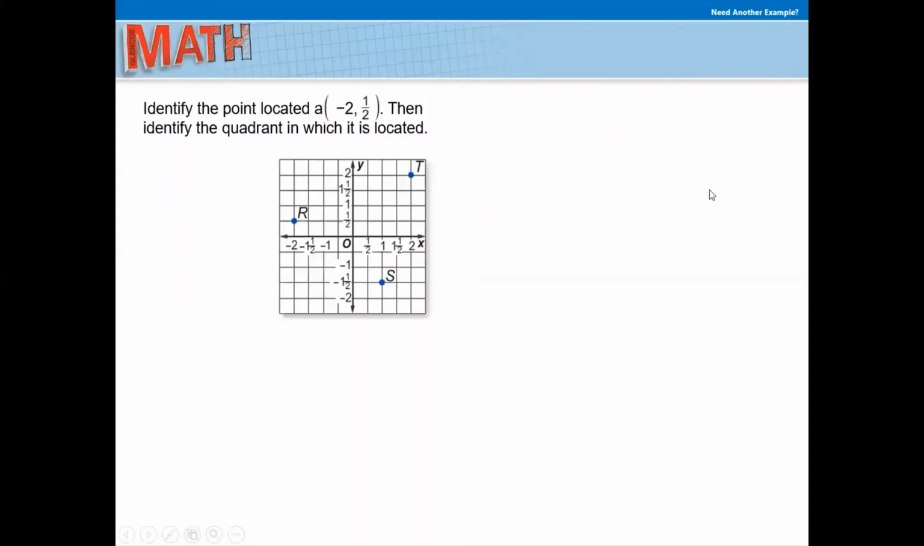Here's another example. Identify the point located at -2.5, 1/2. Then identify the quadrant in which it is located. We start at the origin, 0, 0, go left 2 and a half, and go up a half, okay? What quadrant is that? This is quadrant 2. You count counterclockwise. Show your work in your math notebook, bring your questions to the group, press play when you're ready to go on.